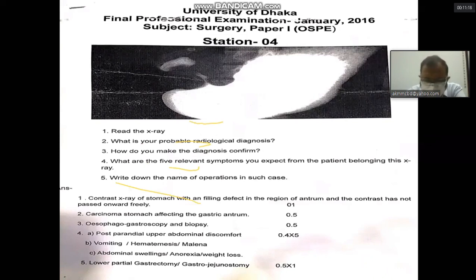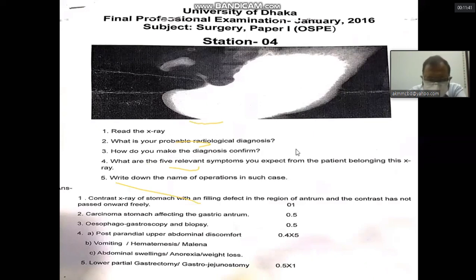If you write down upper abdominal discomfort, hematemesis, anorexia, you will get three to four marks here. But for the proper answer there are two marks. So if you write down three or four, you will get the whole mark.